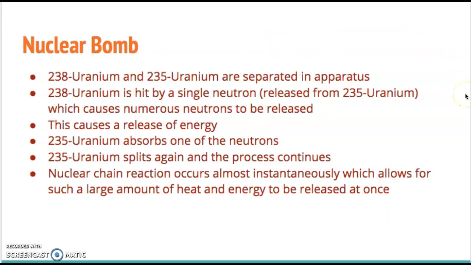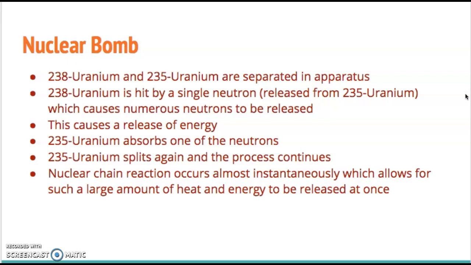So how does it work? Why do we get this reaction? The main things that we need are 238 uranium, and we also need an isotope of uranium, which is 235. So these two isotopes are separated in an apparatus, and they are separated prior to being placed here by their weights, because their weights are not exactly the same. There's a slight difference which allows them to be separated.